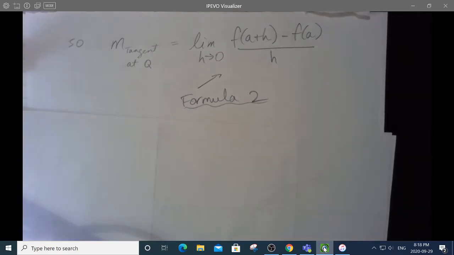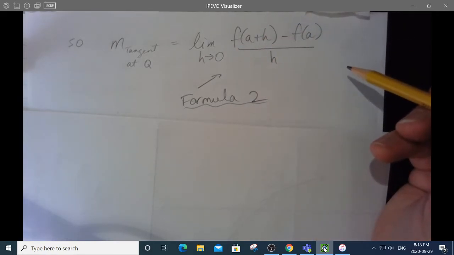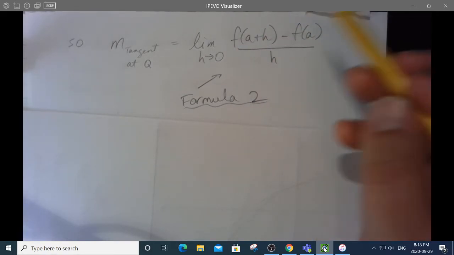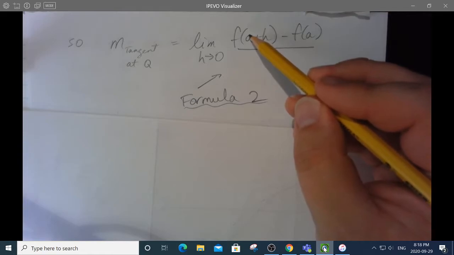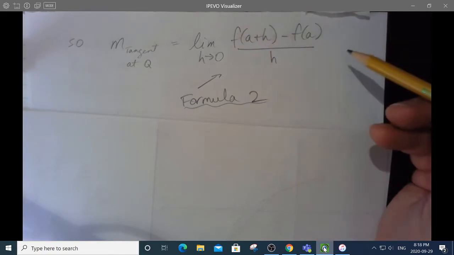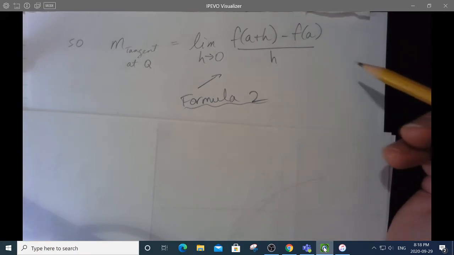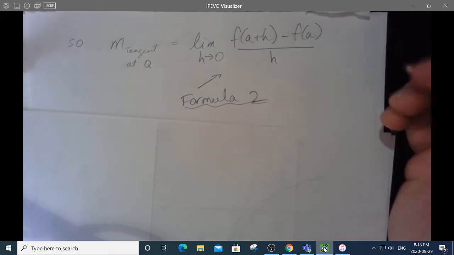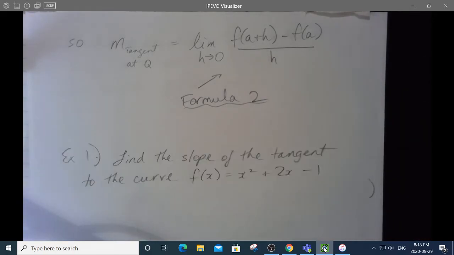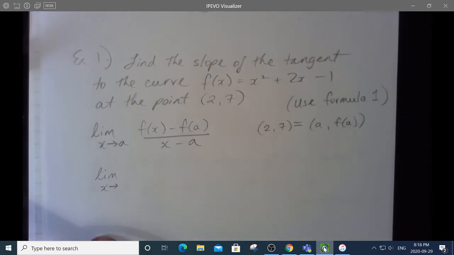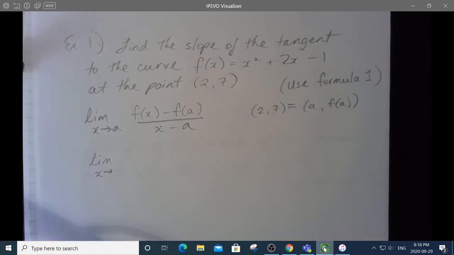that we can use, remember this kind of algebra from the last assignment? We can use situations where we plug in something to the function and then try to figure out a way to make that h go away, so that when I plug in 0, I don't end up dividing by 0. So I think it's time to do examples of both formulas. Let's do an example first using formula 1.